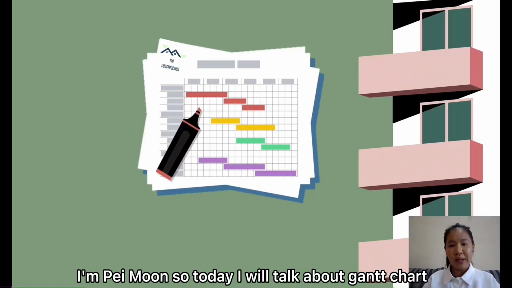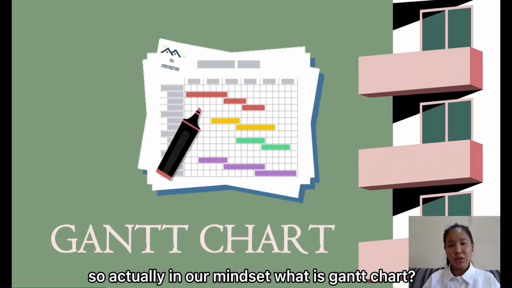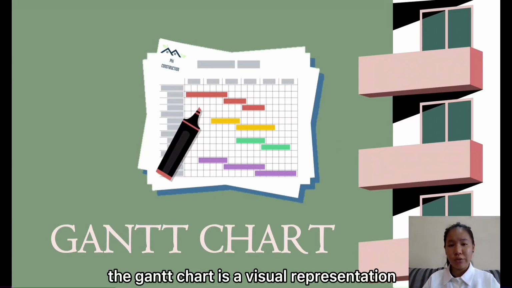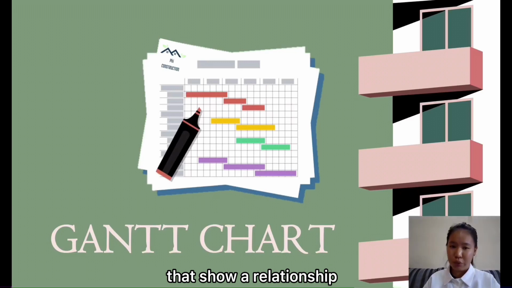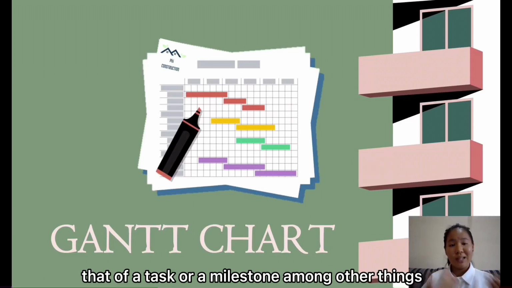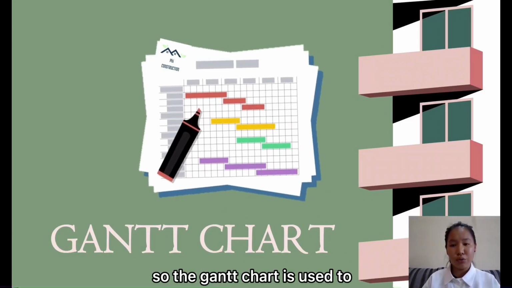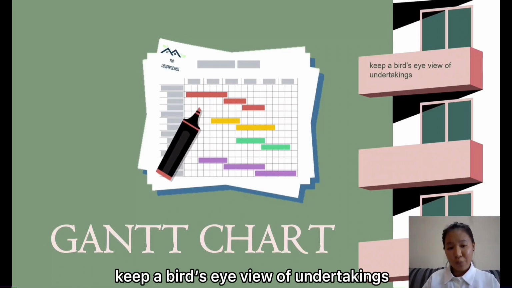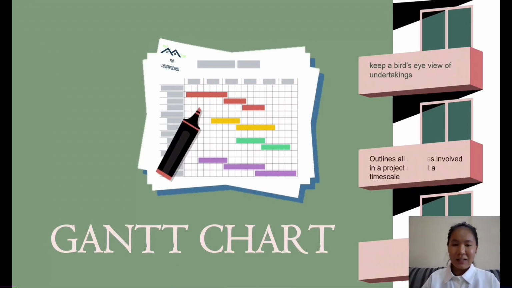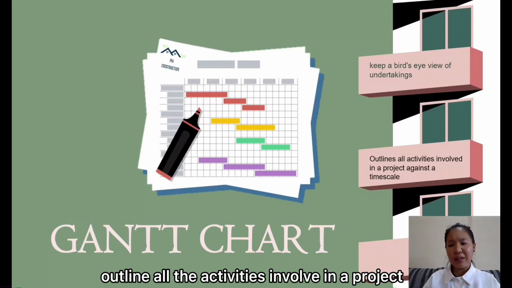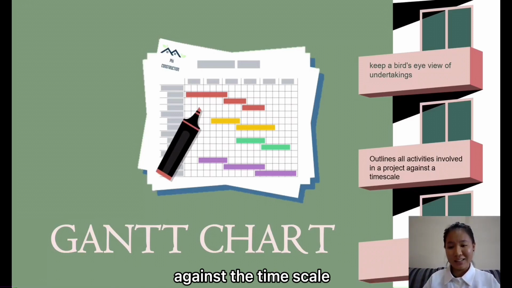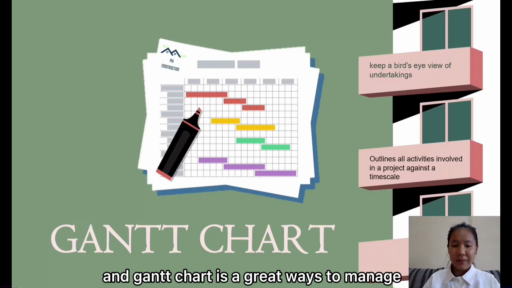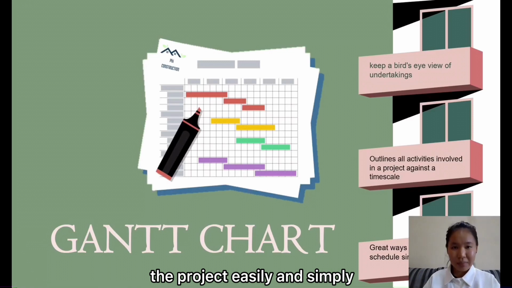I'm Raymond. So today I will talk about Gantt chart. So actually in our mindset, what is Gantt chart? The Gantt chart is a visual representation that shows a relationship between a start and end date of a task or a milestone among other things. So the Gantt chart is used to keep the bird's eye views of undertakings. Next, we will also outline all the activities involved in a project against the time scale. And Gantt chart is a great way to manage the project easily and simply.